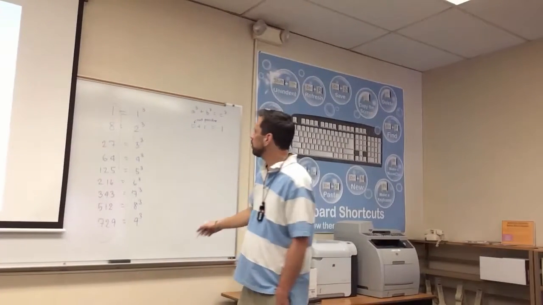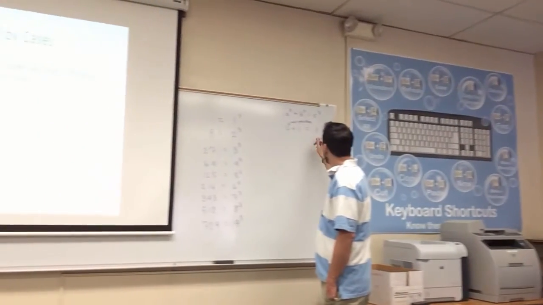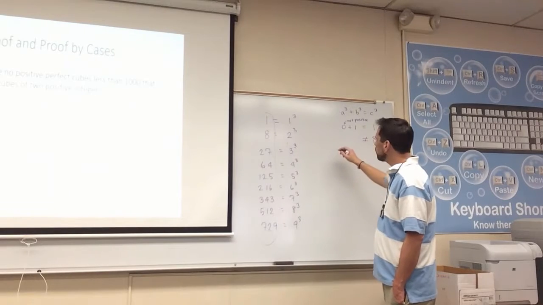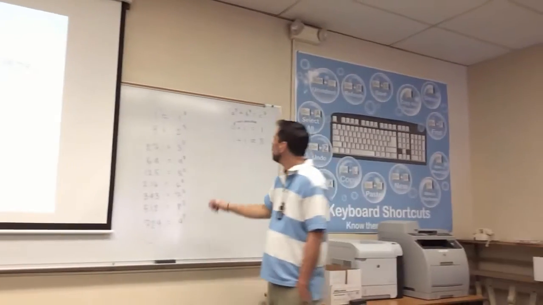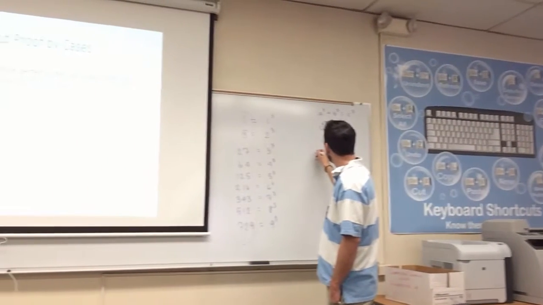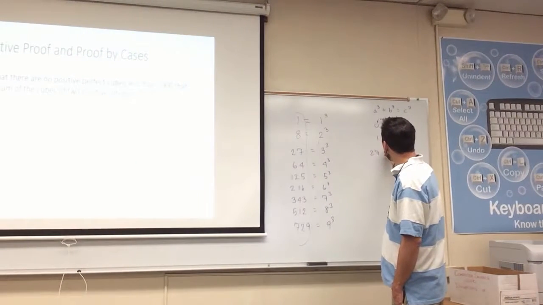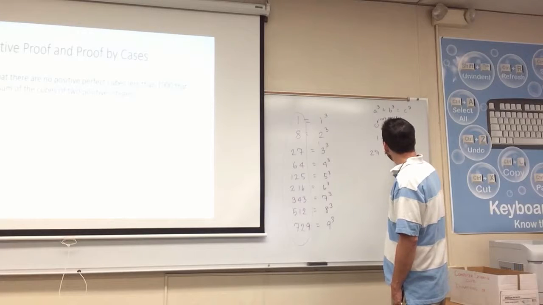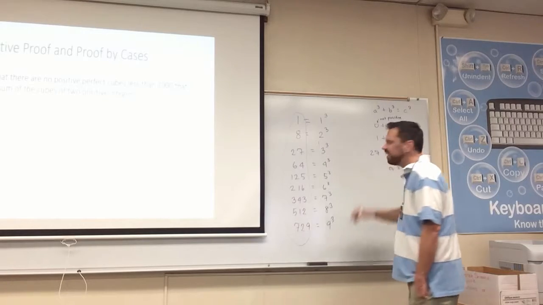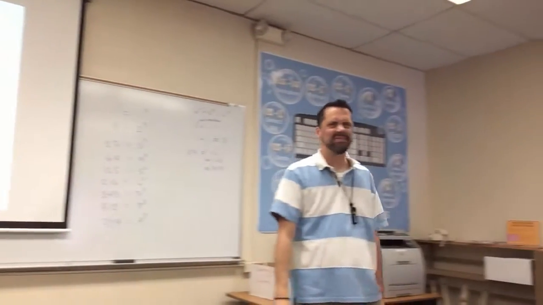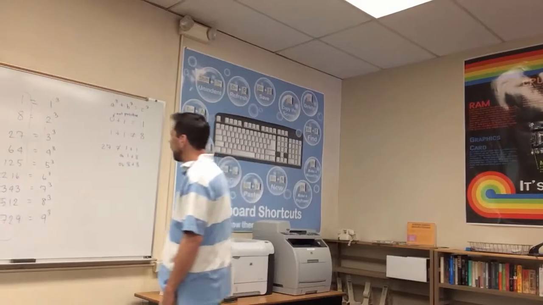Right? Then you look at 8. Well, the only other smaller numbers in the list are 1 and 1, and they don't work. 27. Then it starts to get a little bit more interesting. 27 is not 1 plus 1. It's not 1 plus 8, and it's not 8 plus 8. Right? And then you just keep going like that.